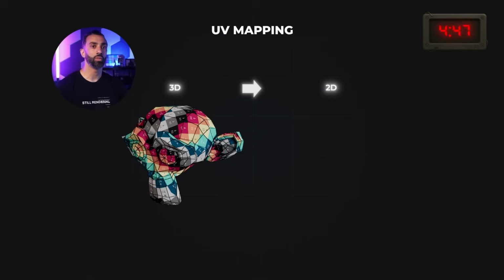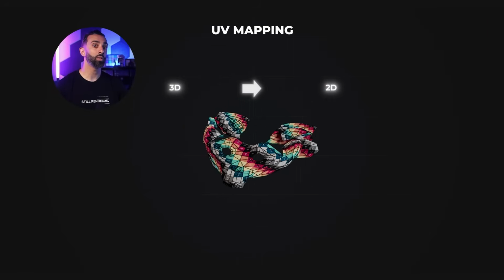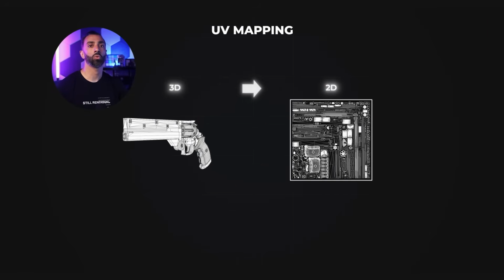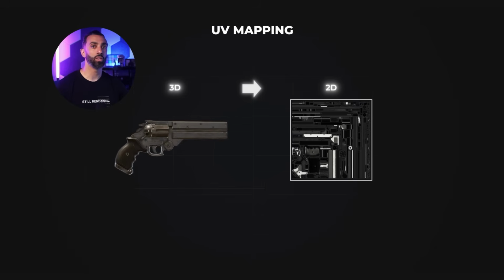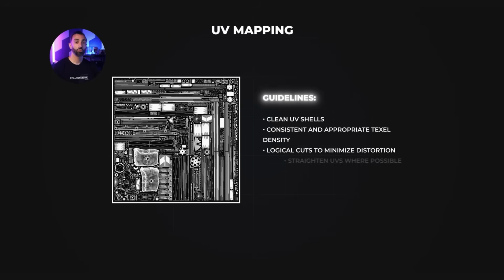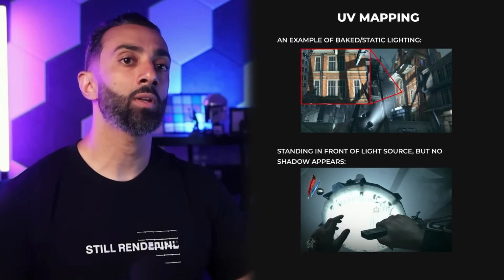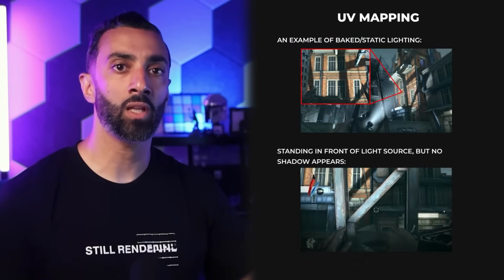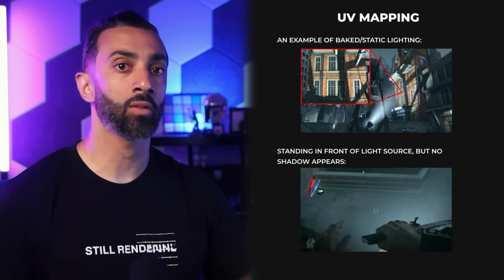UV unwrapping. Once the model is ready, it needs UVs. UV mapping is where you take a 3D model in the XYZ coordinate system and convert it to a 2D coordinate system, so you can apply those 2D texture maps. You want clean UV shells, good texel density, and logical cuts that prevent distortion. Straighten your UVs where you can and avoid unnecessary stretching or squashing of UV shells. Now, on the topic of UVs, some workflows involve baked lighting, so a secondary UV set for light maps might be needed, and this depends on the project.